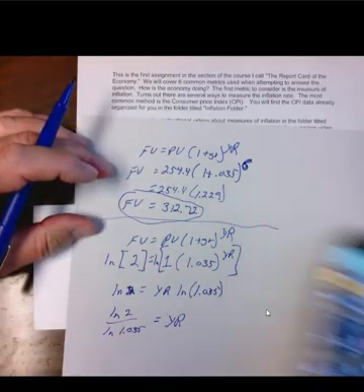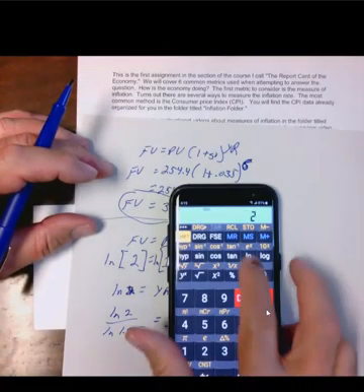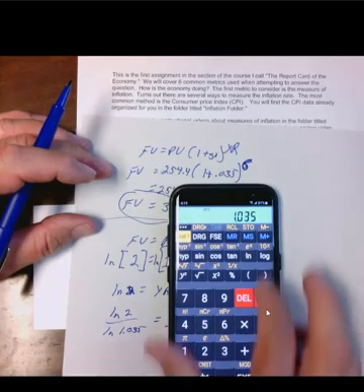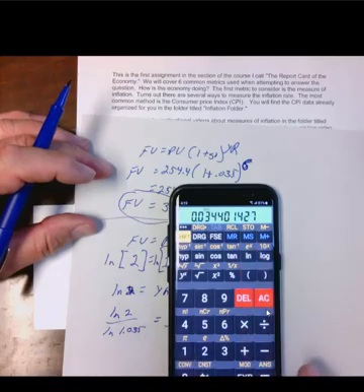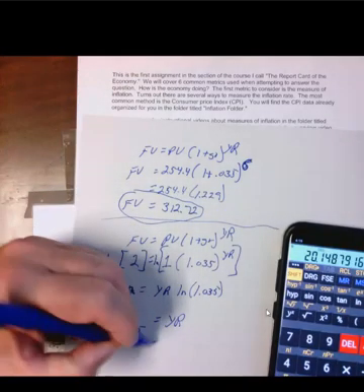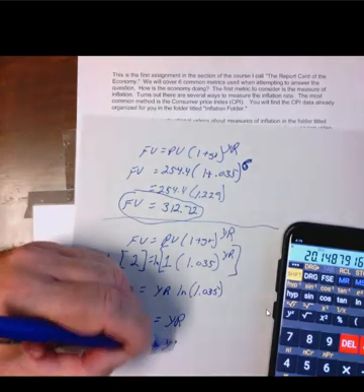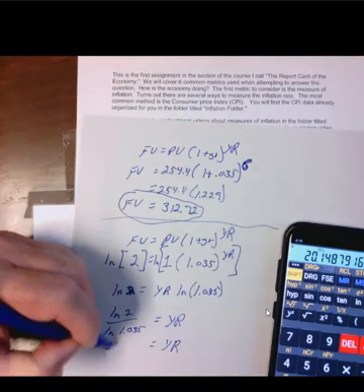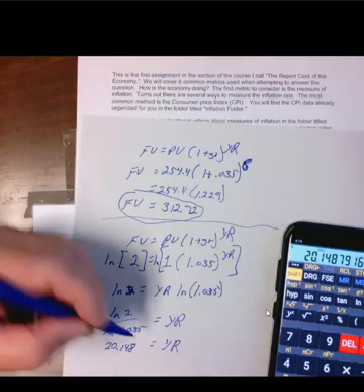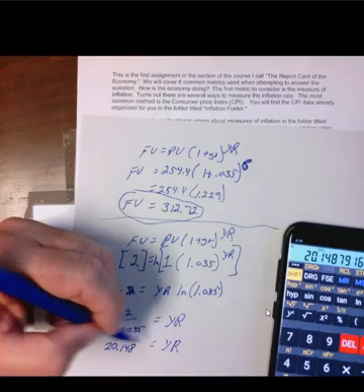So we can do that easy enough. Take the log of 2 and divide it by the log of 1.035, and I get at 3.5% inflation, it will take exactly 20.148 years.